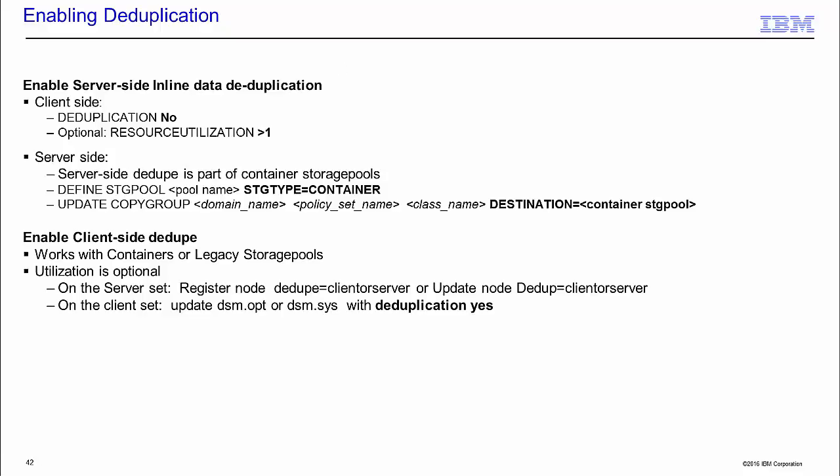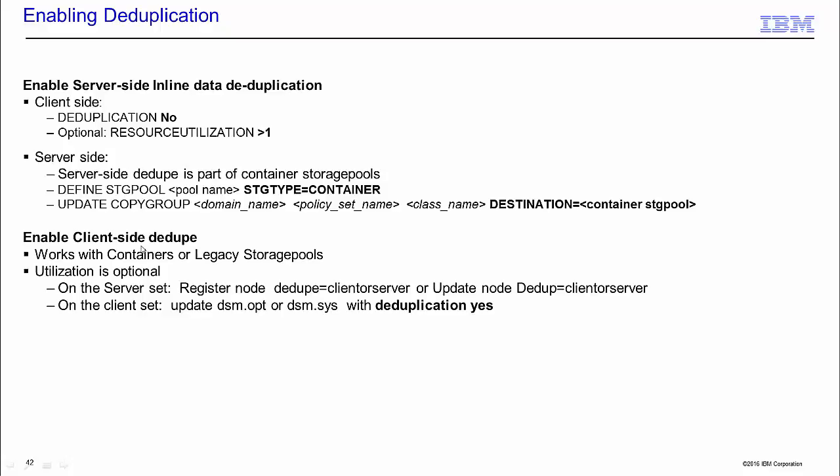In order to enable dedupe, first and foremost, remember, if you have a container, it's automatically enabled for dedupe. If you want to enable server-side inline data deduplication and not have client-side enabled, on the client, make sure the deduplication was set to no. Then on the server side, you would simply define your new containers and the storage pool, and then make sure you update your copy group to have your destination be one of those container storage pools.